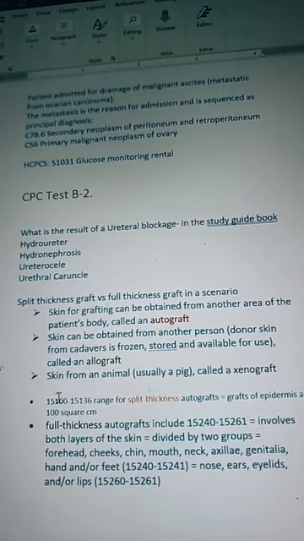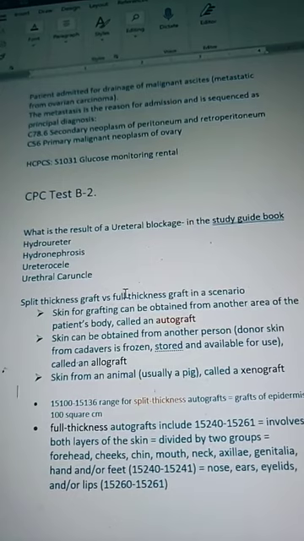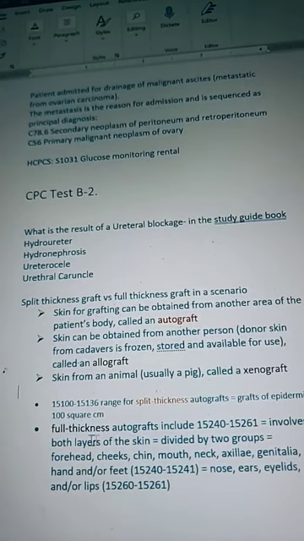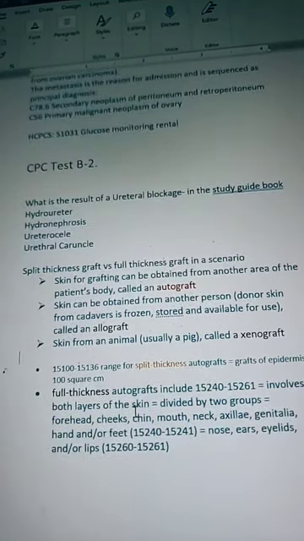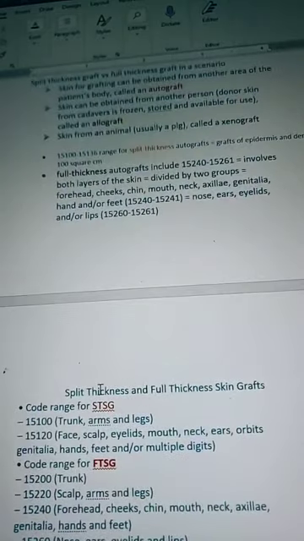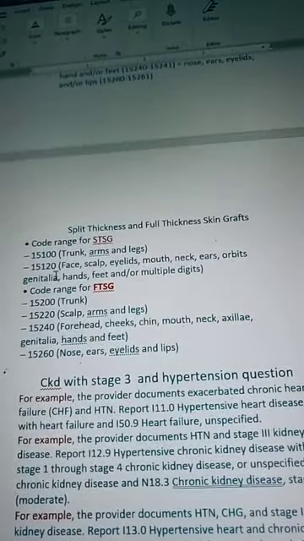So making sure you know what types of grafting there is in the split thickness grafts, and then knowing which codes are for split and which ones are for full is helpful. Then it's just divided up by location. The split thickness is abbreviated as STSG. The full thickness is abbreviated as FTSG. And then I have them again listed here in the different body parts and separated by the different stages.